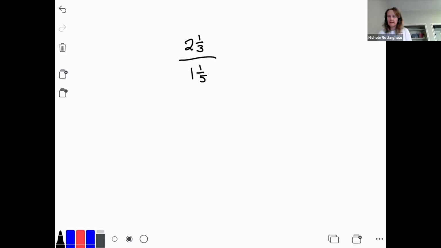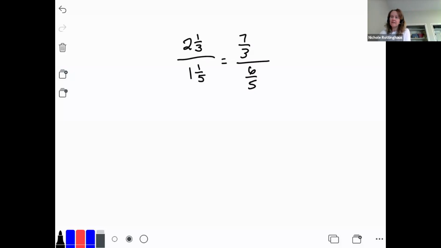Okay, welcome back. This first problem is just dividing fractions. Just want to review that process with you guys. So if I'm going to divide these 2 fractions, this is kind of a complex fraction. I need to turn both of those mixed numbers into improper fractions. And so this is 7 over 3 divided by 6 over 5. And then I'm going to rewrite it as a fraction division problem.